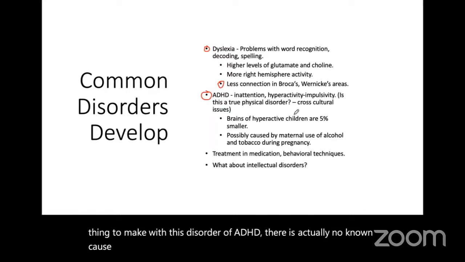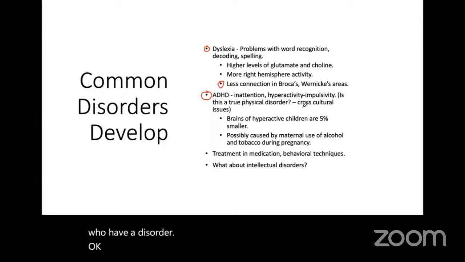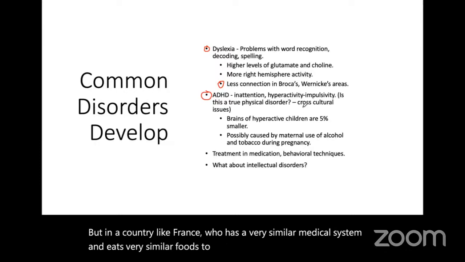Because even when we look at cross-cultural evidence for ADHD, we see problems with, for example, the number of individuals who have the disorder, okay? So, for example, here in the United States, the diagnosis rate is around 11%, but in a country like France, which has a very similar medical system and eats very similar foods to us, their diagnosis rate is under 1%.